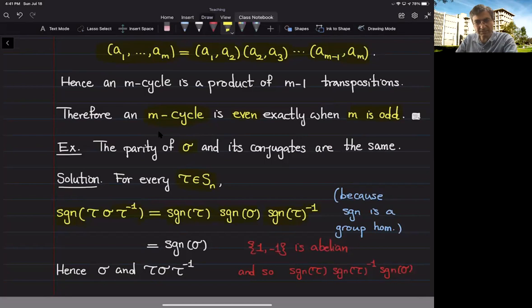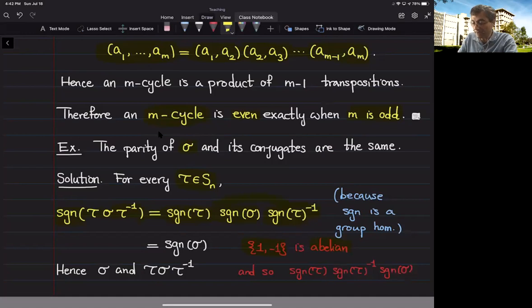Now, notice that this group {1, -1} is an abelian group. I can write down the product of elements in this group in whatever order I wish. Therefore, I can put this guy before sign of sigma and then cancel this out. Because they are abelian, this can cancel out this one.